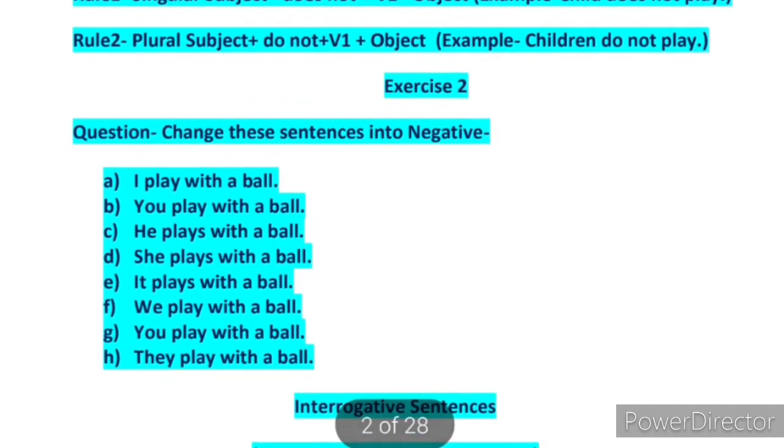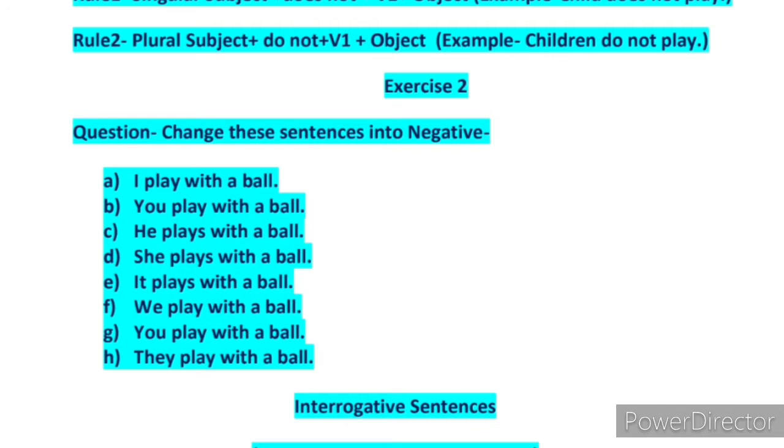We will solve this exercise. I play with the ball. The answer will be: I do not play with the ball. Second, you play with the ball: you do not play with the ball. Third, he plays with the ball: he does not play with the ball. Then she plays with the ball: she does not play with the ball. It plays with the ball: it does not play with the ball. These are the 7 personal pronouns; this will make things clear to you. Then we play with the ball: we do not play with the ball. You play with the ball: you do not play with the ball.